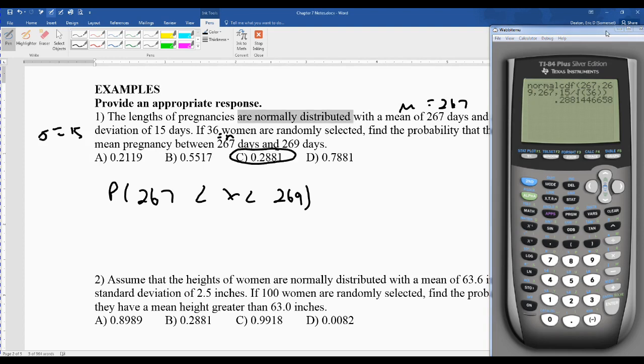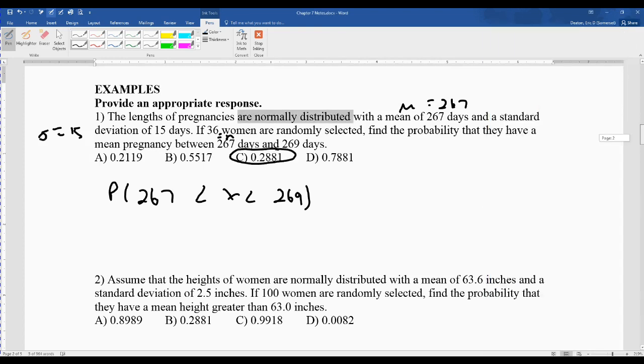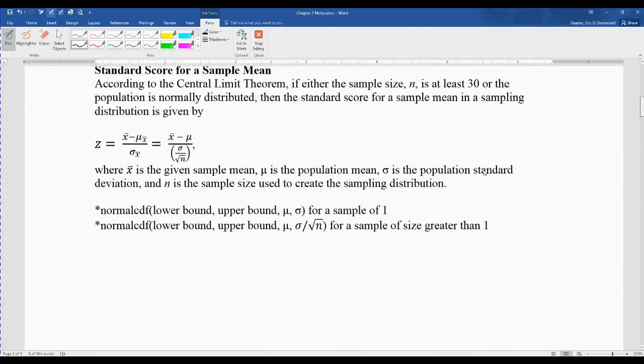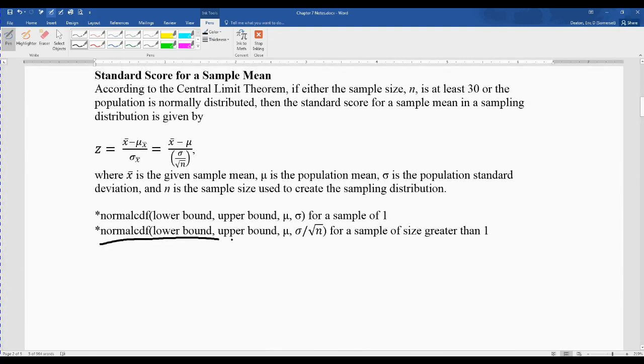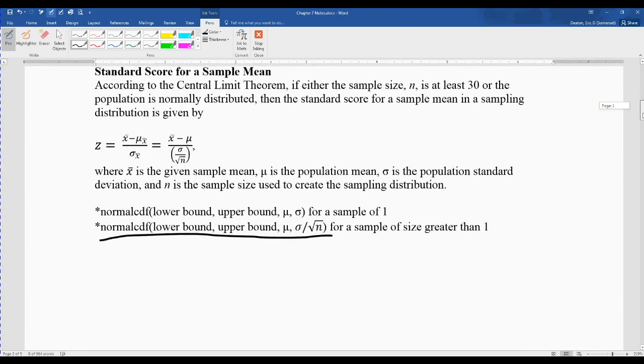So once again, if you're wondering what I typed in, it's this. It's the same thing as that, except for the square root of n.